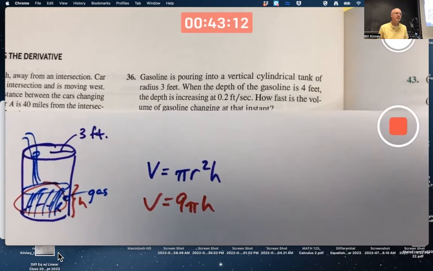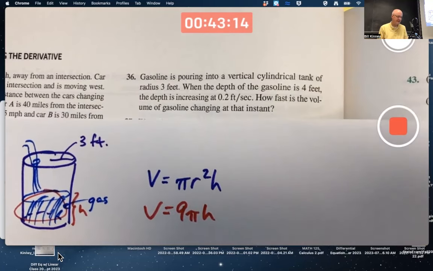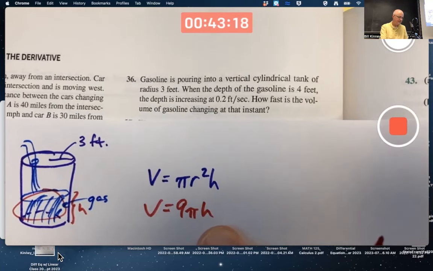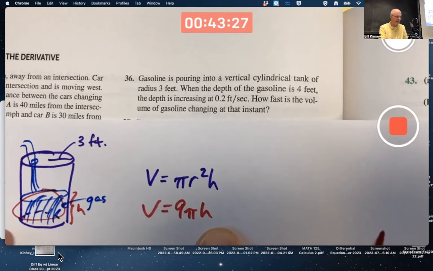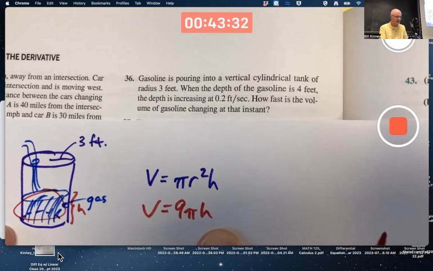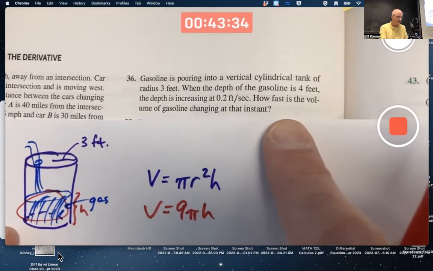Now, a common mistake people make when they try to solve problems like this is they'll say, hey, the depth h is 4 feet. I guess I should plug 4 in here and get a volume of 36 pi. Well, yeah, that would be the volume of the gas at that moment in time, but that's not what you're after. We're not after the volume. We're after how fast is the volume changing. A derivative of the volume with respect to time.